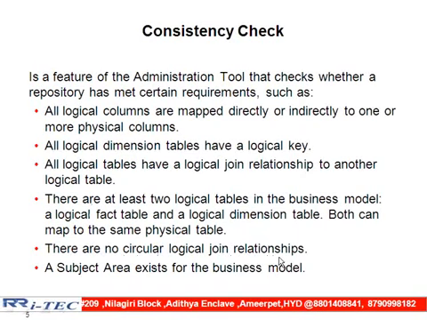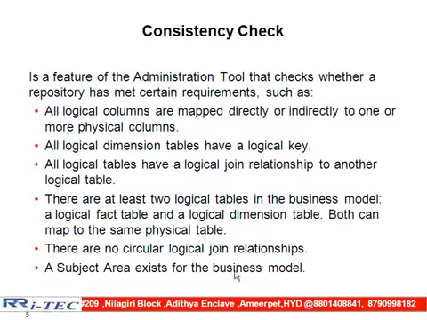There are no circular logical join relationships. This point alone I will discuss at a later point of time. We have a concept called circular joins. Let us say a triangle is available: in A one table is available, in B one table is available, in C one table is available. That is called a circular join. That kind of problem exists, and how to resolve it we will understand later. As of now, keep that point aside.